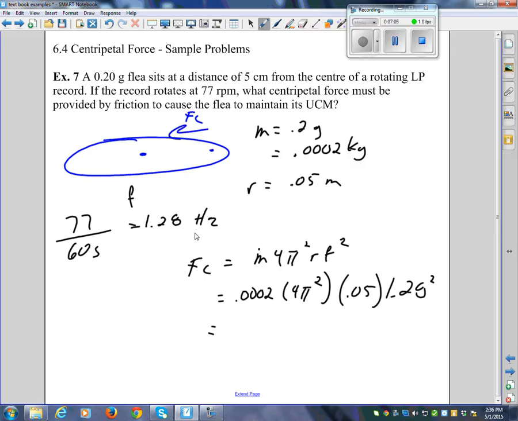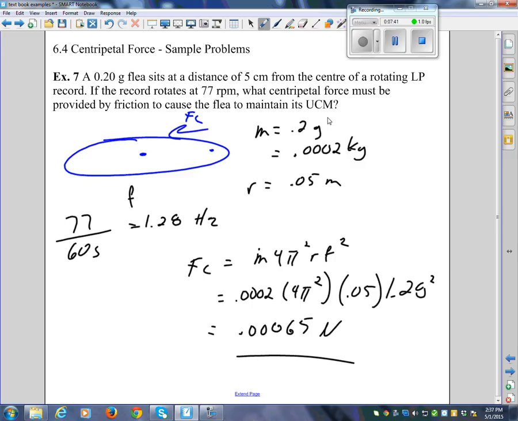Do you get this really tiny number? 0.00646865 newtons? Is that what you get? You haven't seen this type of thing yet, but when I show it to you, it's like, hey, that's not that bad at all, right? Do you understand why the friction is causing the centripetal force?